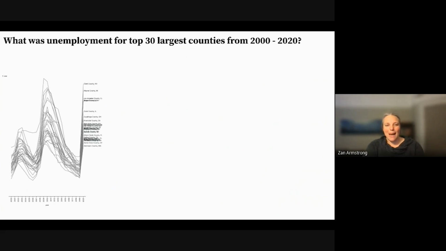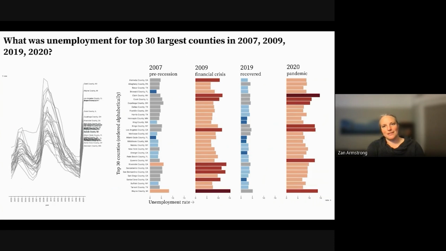But there's a lot of overlap. It's hard to see things. Let's try our small multiples. Focus on the 4 years that we're paying attention to. And here we can start to see things.